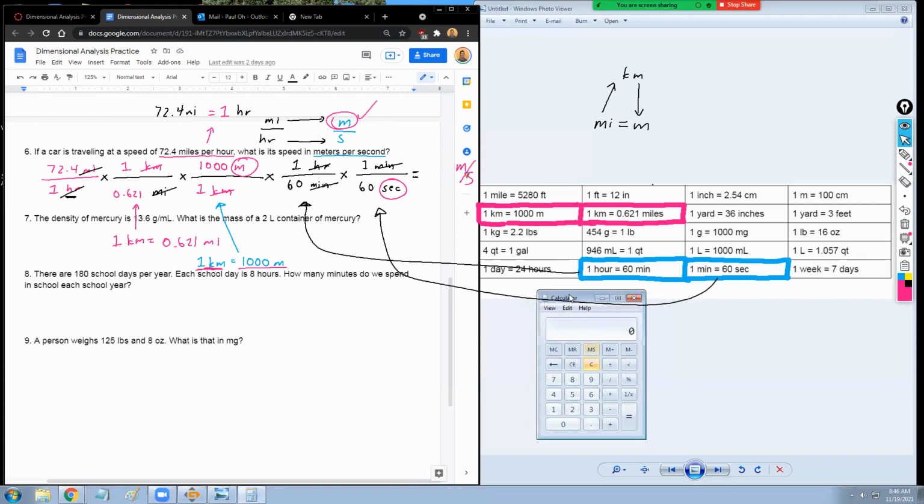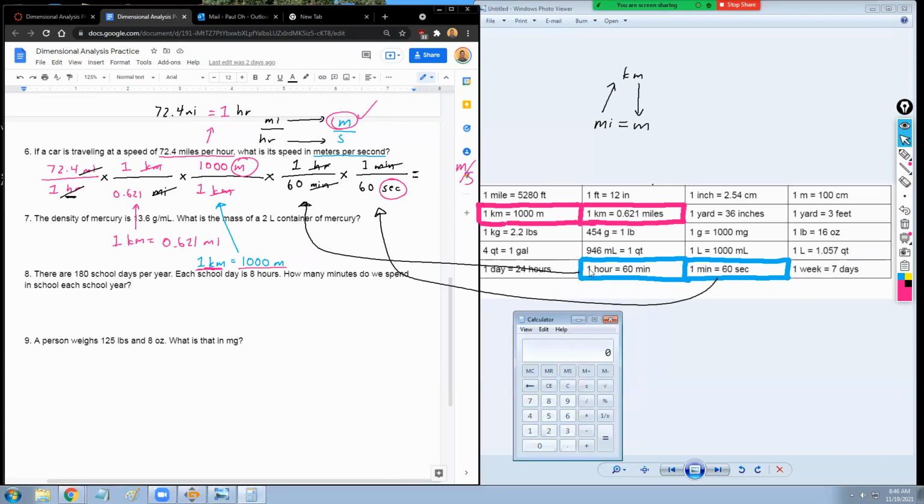So same thing as before, multiply the tops, divide the bottoms. So the first number I have on top is 72.4 times 1, which is the next number on top, times 1,000 times 1 times 1. Okay, so you're just multiplying all the numbers on the top. And then you're going to divide by everything on the bottom. So the first number on the bottom is 1, so divide by 1. Divide by 0.621, divide by 1, divide by 60, divide by 60.